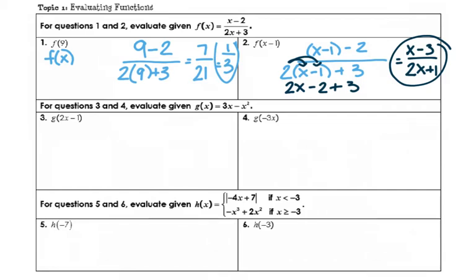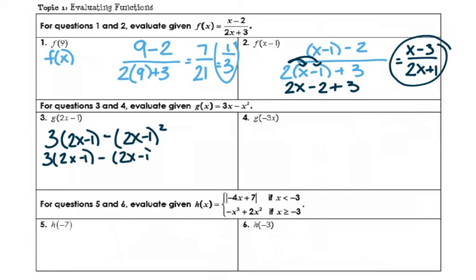Okay, then 3 and 4 are pretty similar. We're going to replace x with 2x minus 1. So everywhere I see an x, I'm going to do parentheses 2x minus 1. The only tricky part here is on that last set of parentheses: when I have it squared, that means write it twice. So this is what you're doing.